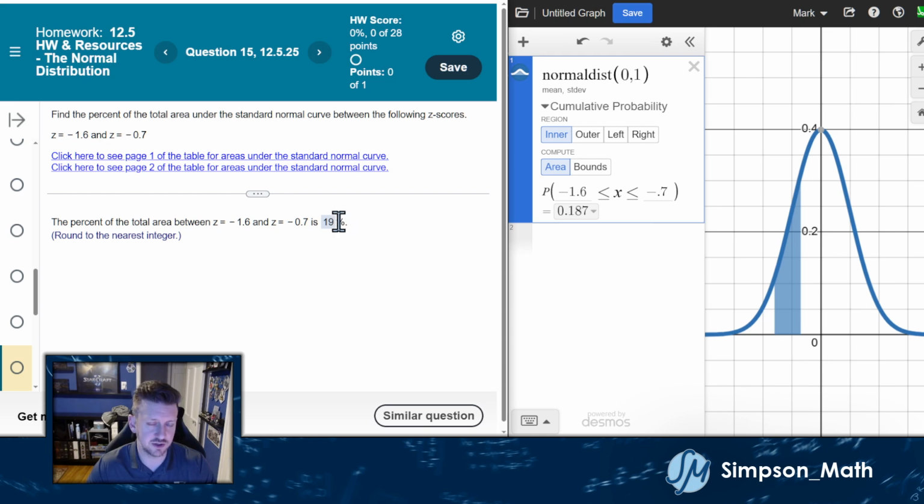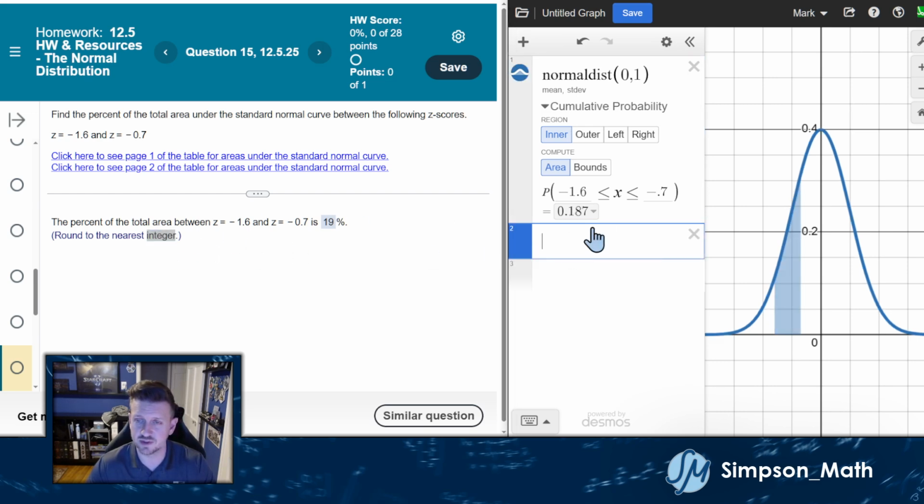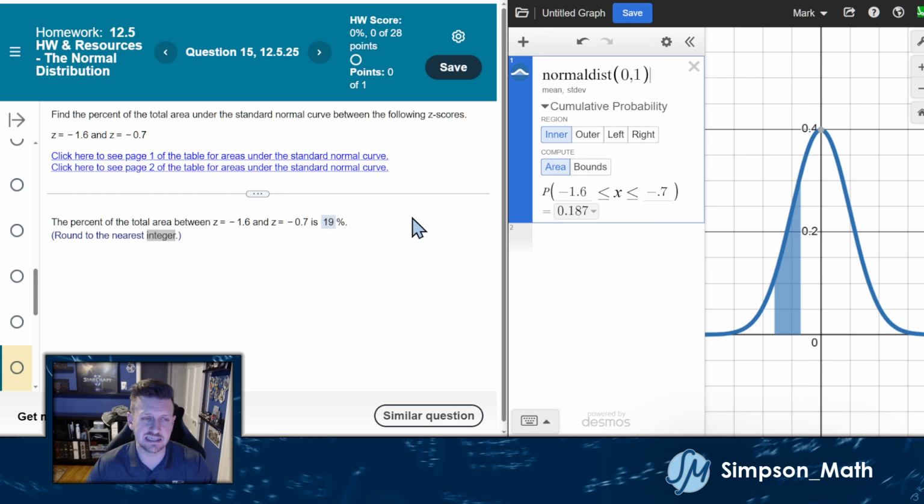It does one to the nearest integer. So they're using integer to mean as a percent symbol. So that would be rounding to the nearest hundredth here, or the nearest percent is what I would prefer that they said, because these aren't integers, but my answer is a percent, the nearest percent. So we get, that should round to 19%.